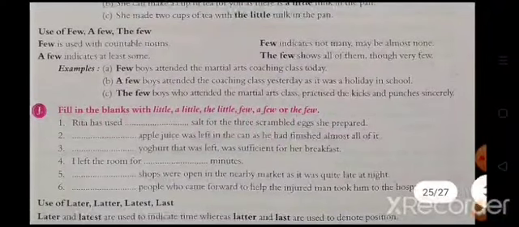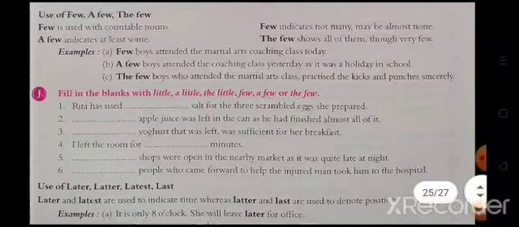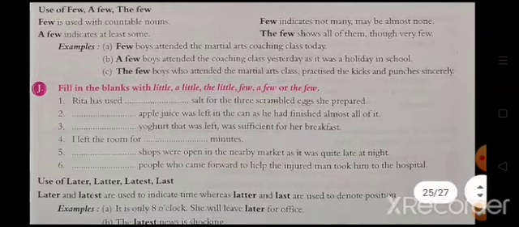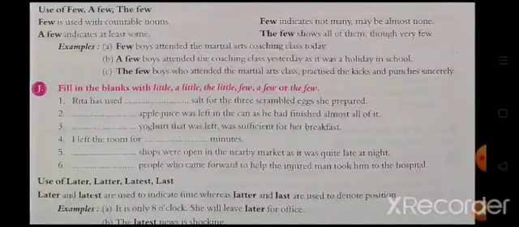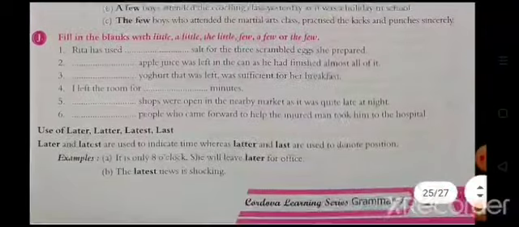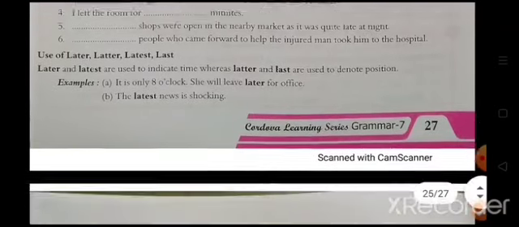So use of few, a few, the few. Few is used with countable nouns. Few indicates not many, maybe almost none. A few indicates at least some. The few shows all of them, though very few. Now these exercises we have to solve with little, a little, the little, few, a few or the few.